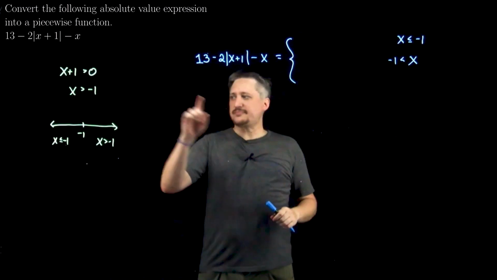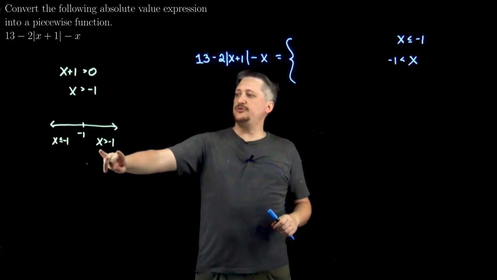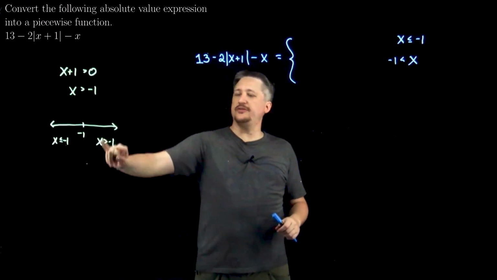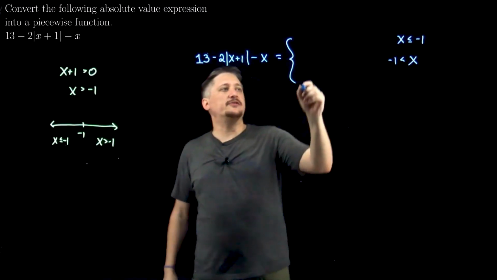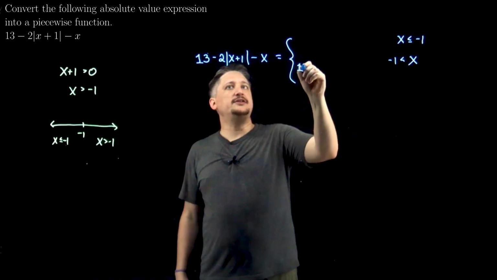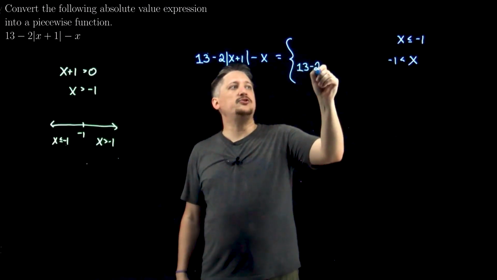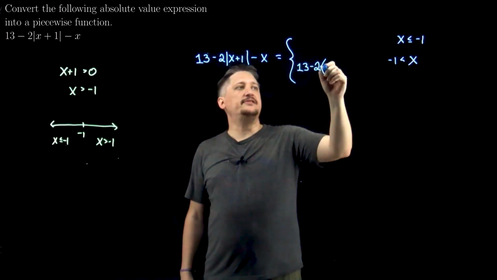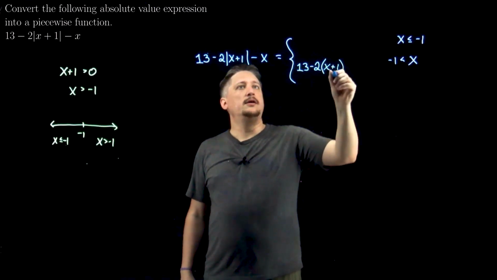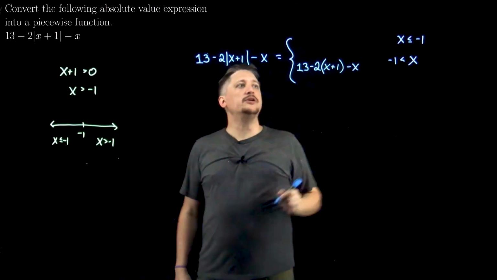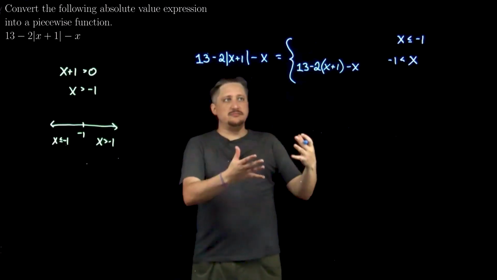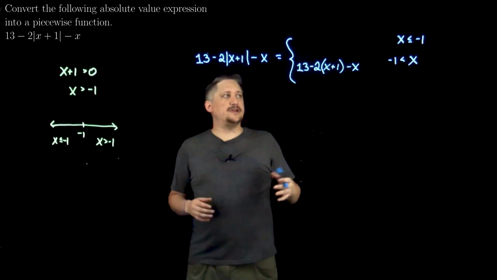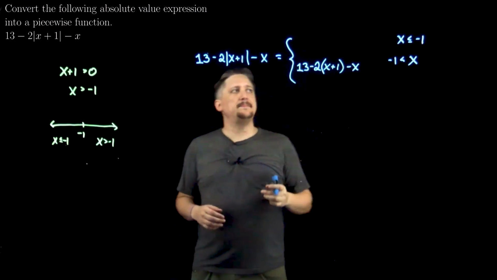Okay, so when I have that, maybe I'll do this side first, right? When x is greater than -1, which is this bottom line, that's when this doesn't do anything. So I have just 13 minus 2 parentheses now, x plus 1 minus x. And I don't have to worry about making things positive or anything because it's already positive. That's what's happening when x is greater than -1.